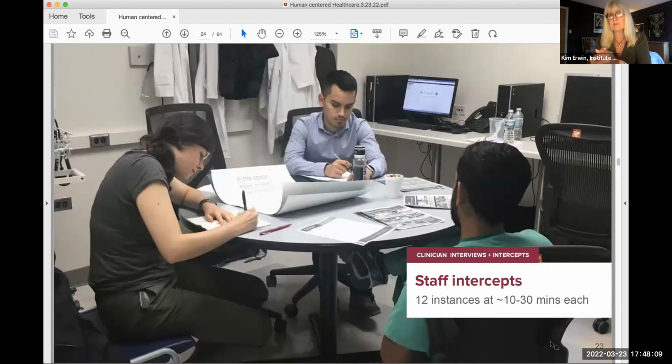We did staff intercepts, which is just sitting down with people when they have breaks for 10 to 30 minutes. We prototyped immediately. You could see things on the table here. There were early ideas we had. We knew they were wrong, but we also knew if we were going to get lucky enough to spend time with a clinician, that we should have something to show them, because when you show them something concrete, the conversation changes.